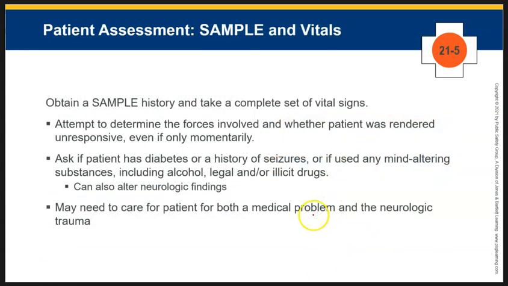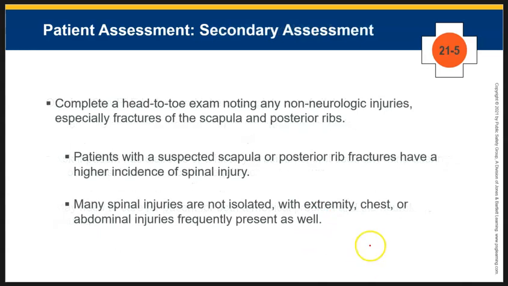It's also important to obtain an accurate patient history alongside a complete set of vital signs. We may need to care for both a medical problem and the neurologic trauma that has occurred. If our head-to-toe exam includes other non-neurologic injuries, if we find fractures of the scapula or posterior ribs, a spinal injury may be associated with those because typically these are accompanied by a severe MOI.